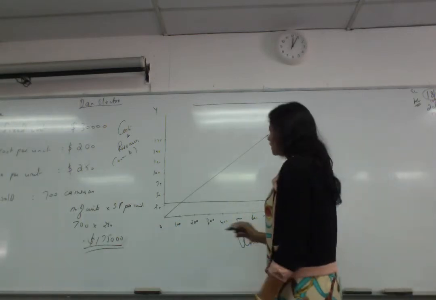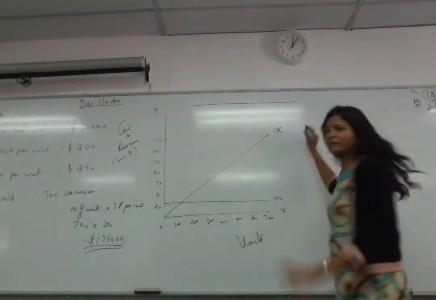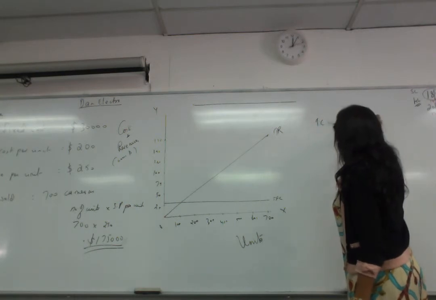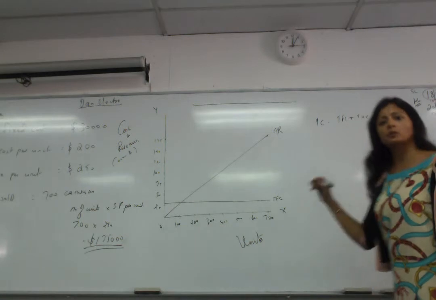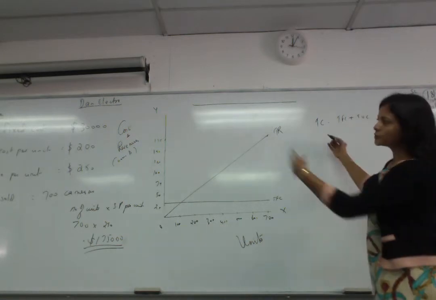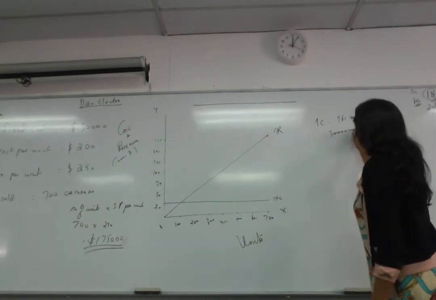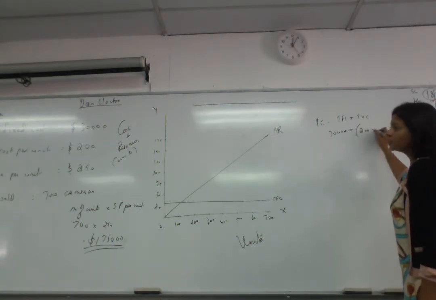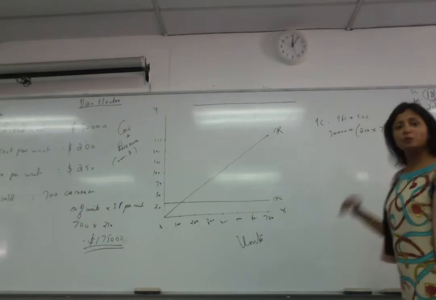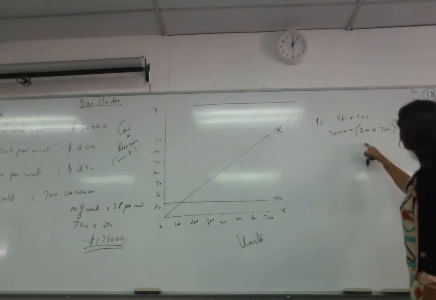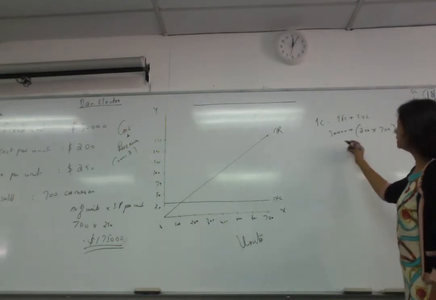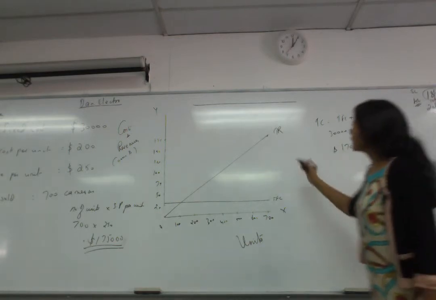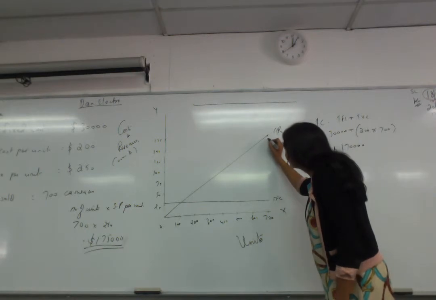Now TC, how do I find out TC? I'm going to do the maths here. TC is nothing but TFC plus TVC. Total fixed cost plus total variable cost. The total fixed cost for this question is $30,000. Total variable cost is $200 times 700 units. So that gives me $140,000 plus 30, $170,000. All right. So at 170, I hope that I'll be accurate.